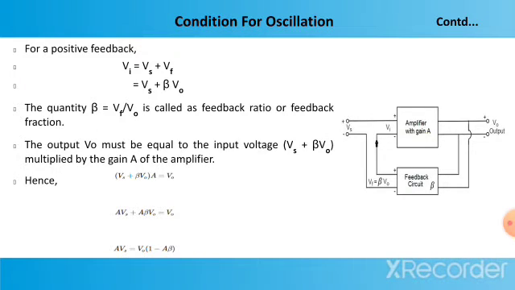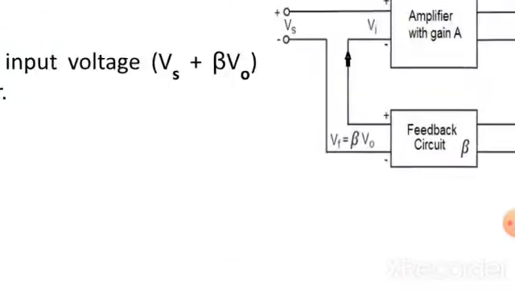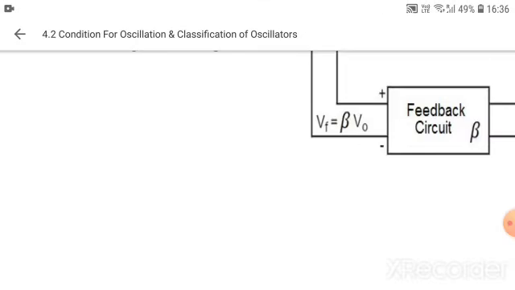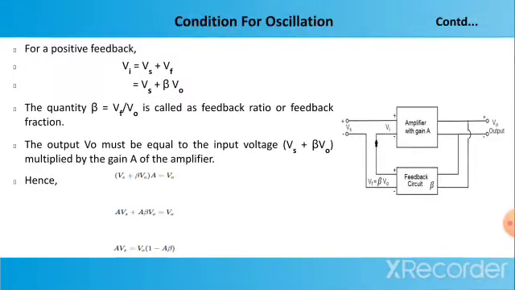So I will continue with the condition for oscillation. For a positive feedback, Vi equals Vs plus Vf, which can also be written as Vs plus beta V naught. Beta V naught is nothing but the Vf. The quantity beta equal to Vf upon V naught is called the feedback ratio. How will you find it out? If you take V naught to the left hand side, to the denominator, then it will become Vf upon V naught, and this beta is nothing but a feedback ratio or feedback fraction.